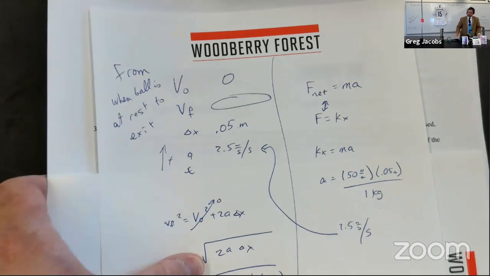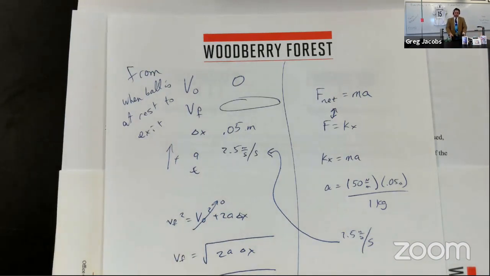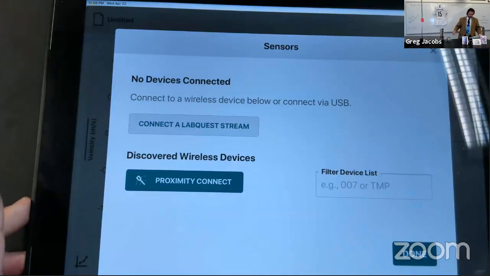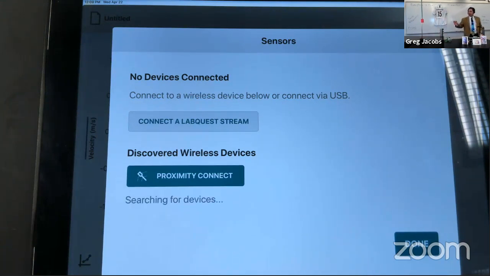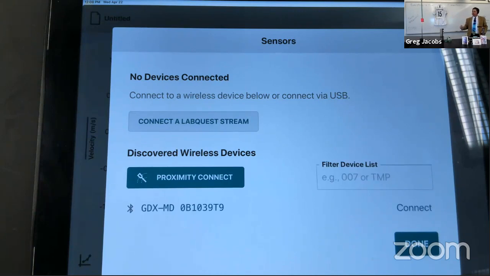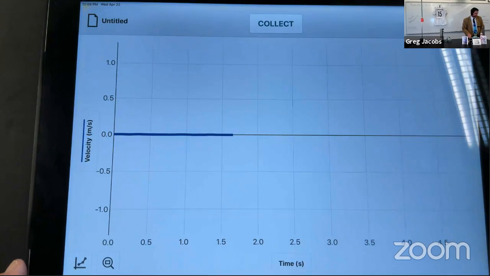All right, let's test it out like I often do. I have a motion detector that I'm going to turn on now. The motion detector is placed directly under the vibrating object, and because it's placed in the line of the object's motion, it can make a velocity time graph. Let us do this. Velocity as a function of time.